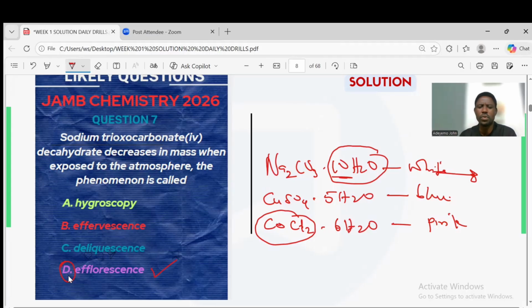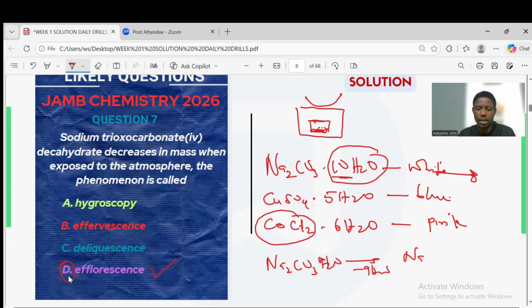So when you expose it to the atmosphere, let's say you place it on a digital balance, and then you expose it, you see that it keeps reducing in mass because it tends to lose this water of crystallization. You can lose the entire water or even 9 out of the 10. Sometimes you may see the equation like this. Just know that it's the same thing they are talking about. Na2CO3.10H2O, you now see minus 9H2O, we now have Na2CO3.H2O.